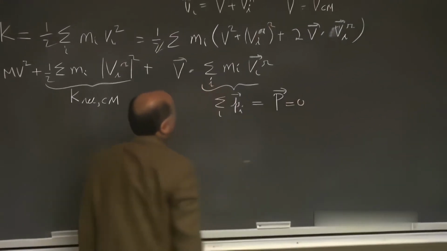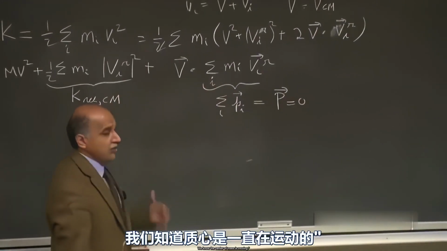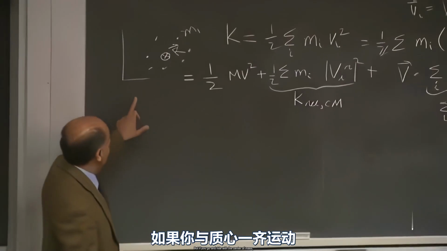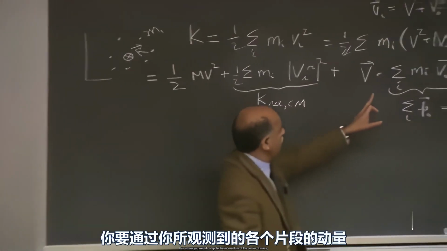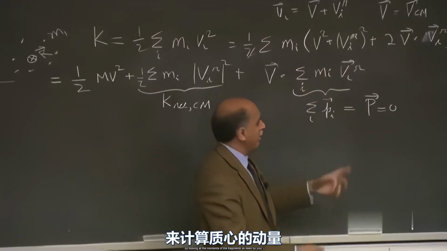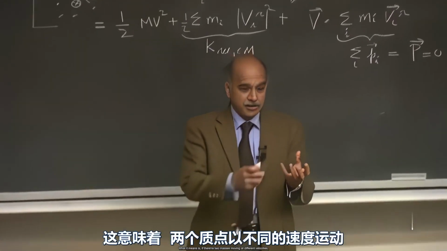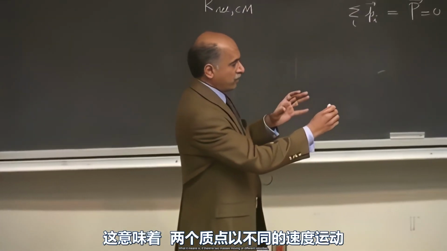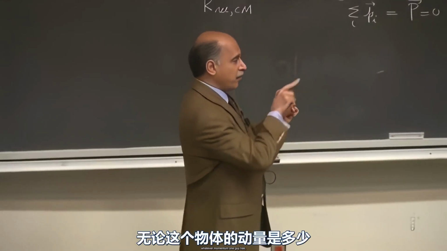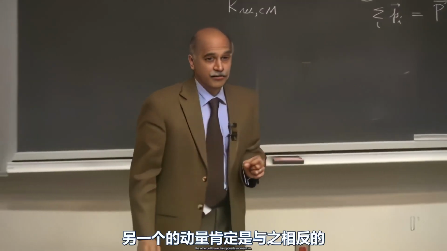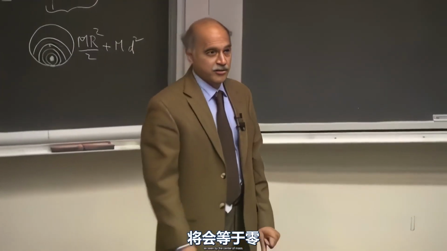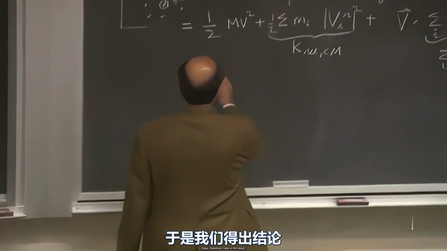So don't say to me, how can you say center of mass momentum is 0? We know the center of mass is moving. But that is from the vantage of this person here. If you go and ride with the center of mass, this is how you would compute the momentum of the center of mass, by looking at the momenta of the fragments as seen by you. They better add up to 0. What it means is, if there are 2 masses moving at different velocities, only 2 of them, if you go to the center of mass and ride with it, whatever momentum one guy has, the other will have the opposite momentum. So the momentum of a system will appear to be 0 as seen by the center of mass. Okay.